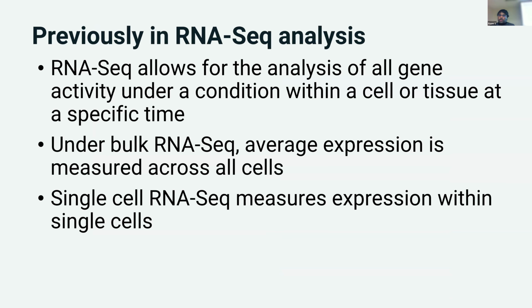So in prior workshops, we introduced RNA-seq analysis. RNA-seq allows you to look at the gene activity under a condition within a cell or tissue at a specific time. And it can be divided into two roads. We have bulk RNA-seq, which shows the average expression across all cells. And then we have single-cell RNA-seq, which measures the expression within individual cells.